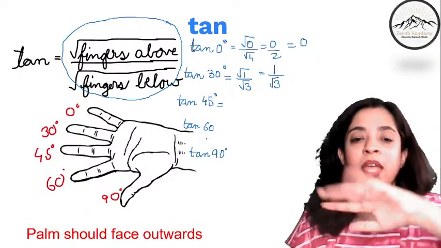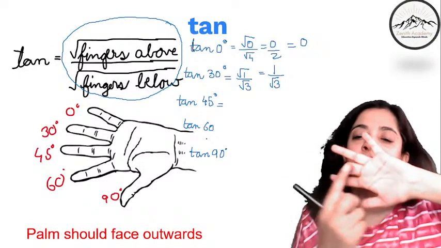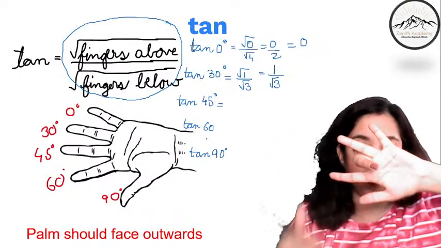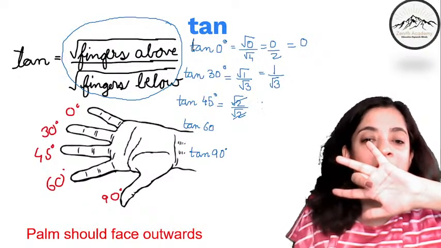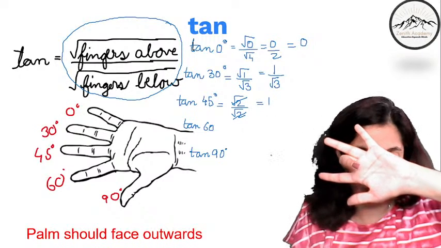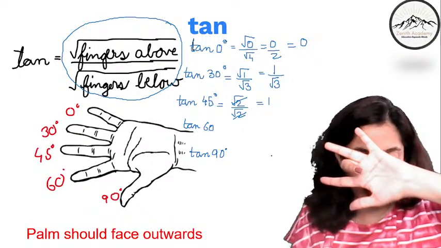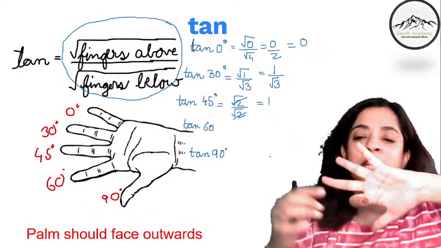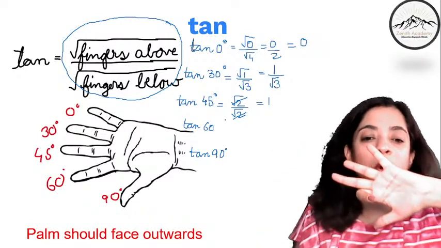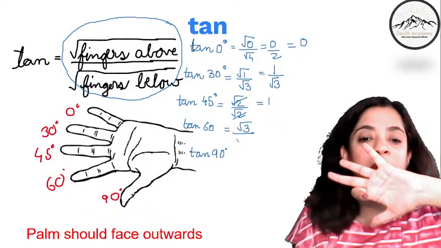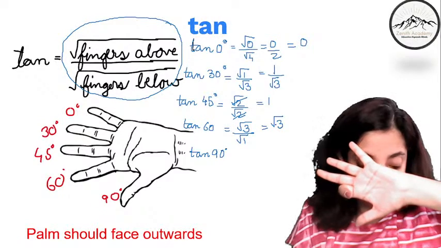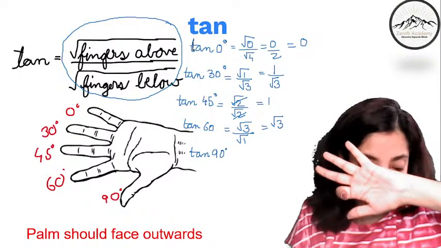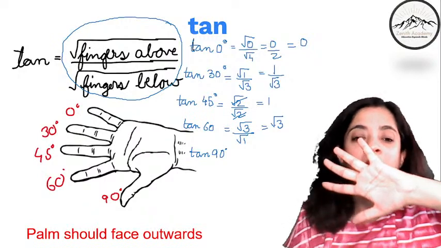Now see tan 45. This is 0, this is 30, this is 45. Fold this. 2 fingers above, 2 fingers below. So square root of 2 by square root of 2. They get cancelled and I get 1. Is it clear? Now 60. I fold this. 3 fingers above, 1 finger below. So it becomes square root of 3 only, because square root of 1 is also 1. Vismaya, I am making it very easy. Pay attention here.